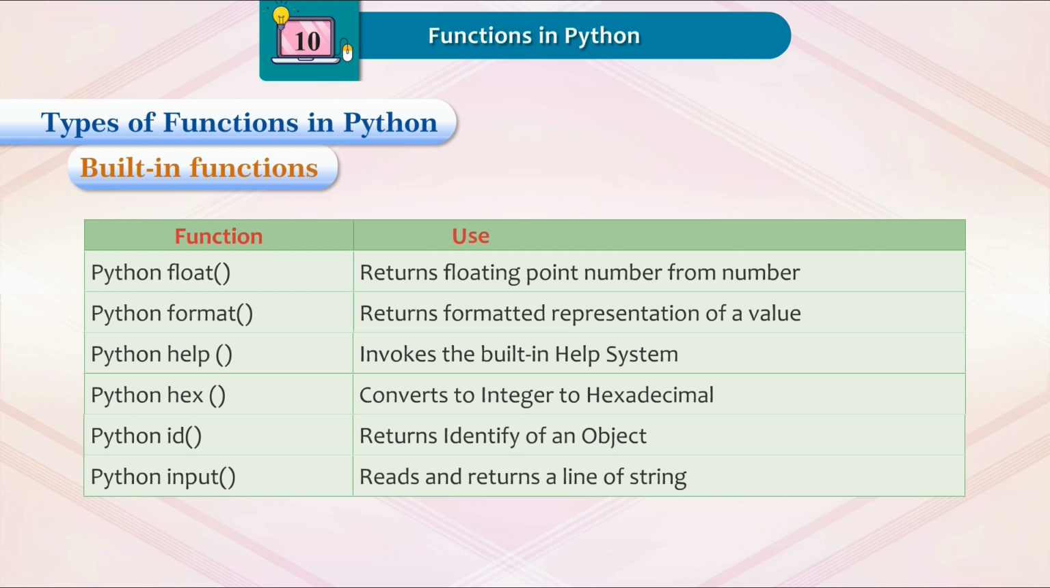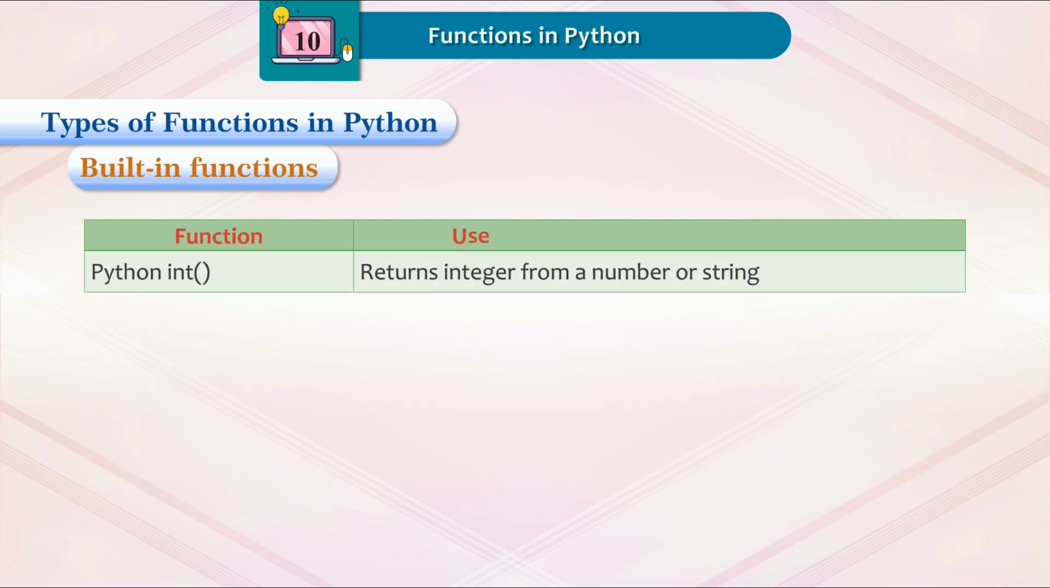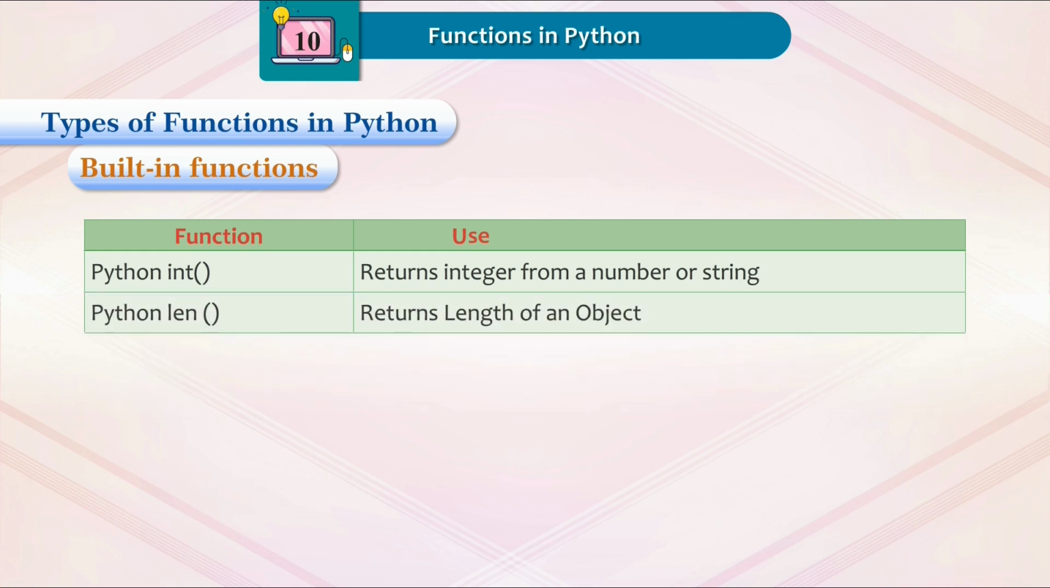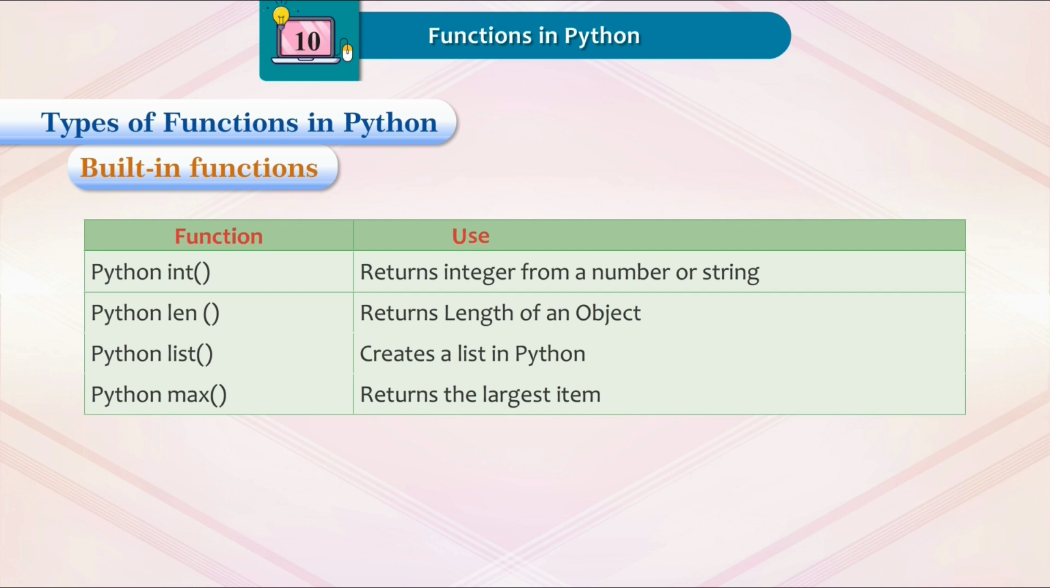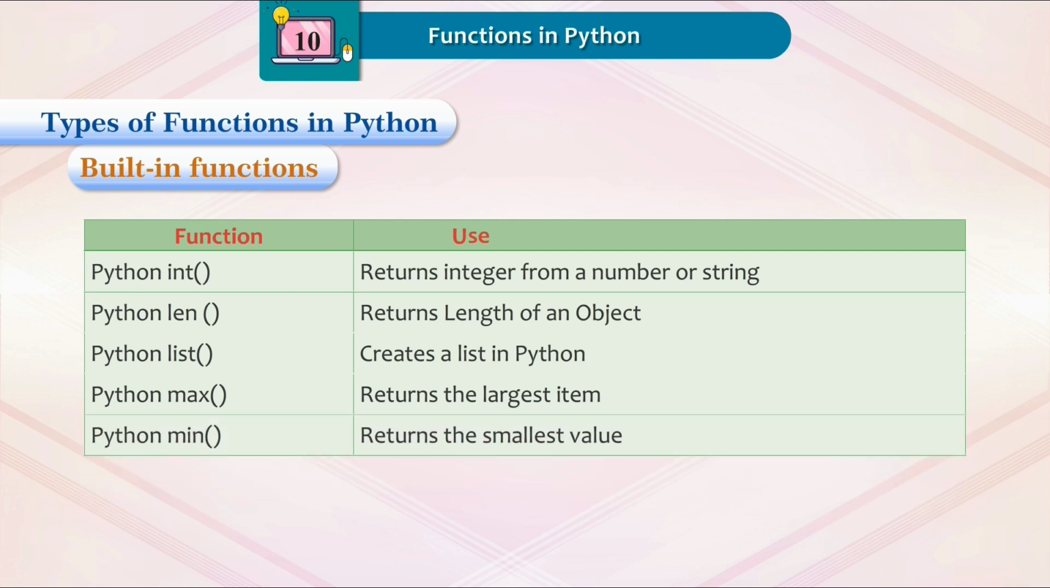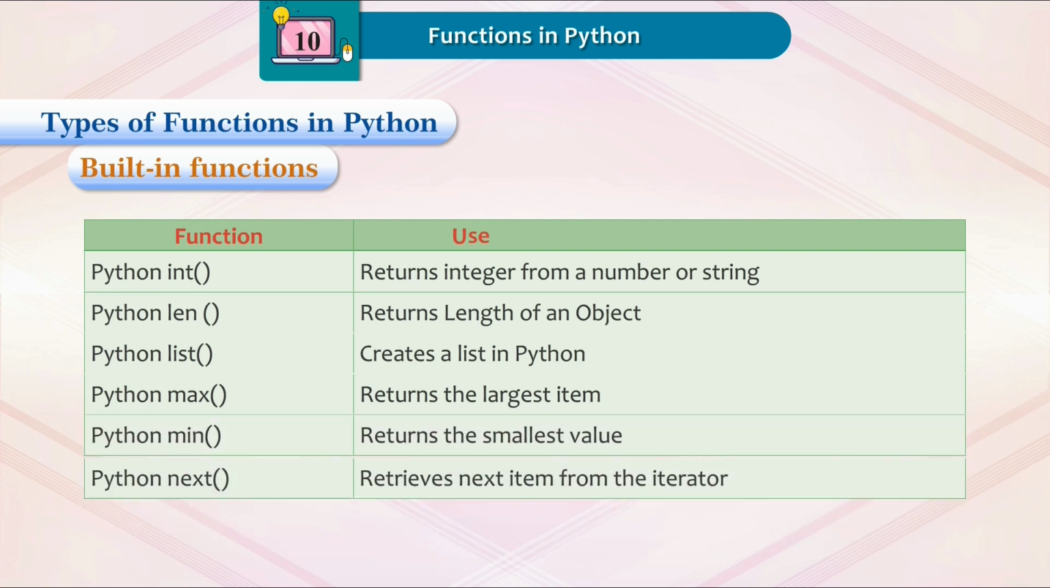Python input reads and returns a line of string. Python int returns integer from a number or string. Python len returns length of an object. Python list creates a list in Python. Python max returns the largest item. Python min returns the smallest value.